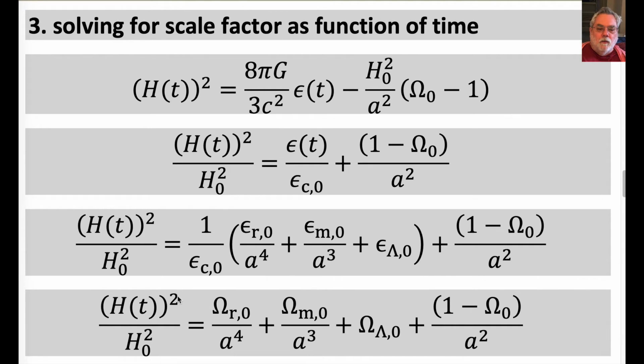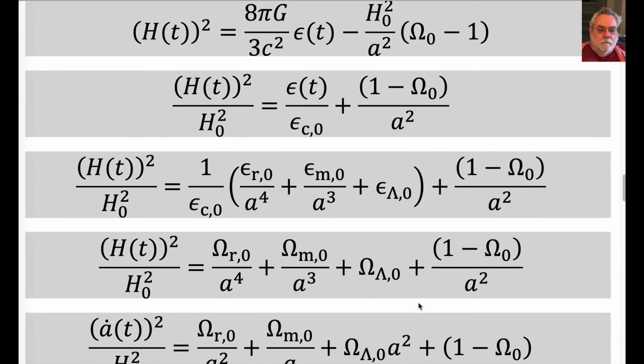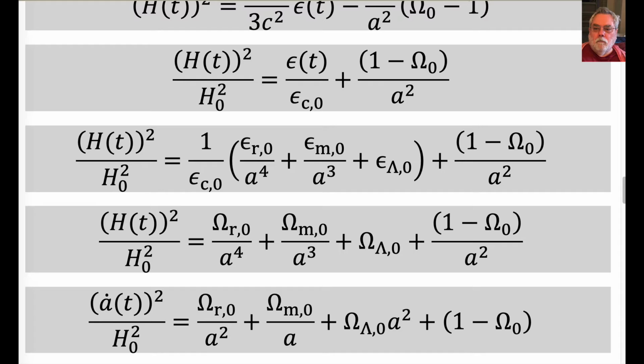Now we turn the Hubble parameter back into a dot divided by a, and we multiply both sides by a squared. Now we take the positive square root, re-express a dot as dA dt, and multiply both sides by dt.